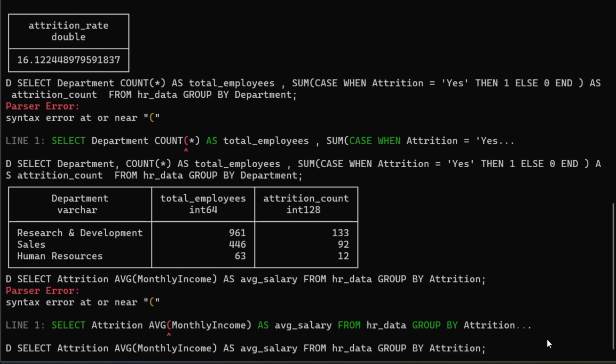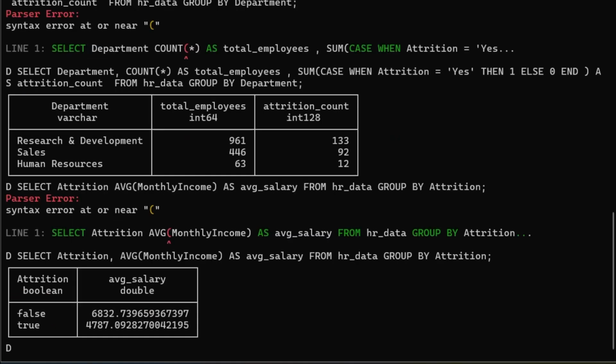Here also we had a mistake. Whenever you count, we need to add the comma. Most of the time we just don't add it. So here we get false and true: 68322 and 4787. If the employees who left had lower salaries, their salaries could be a reason. Here the false is 68322. So salary is a reason, but salary is not the only reason.